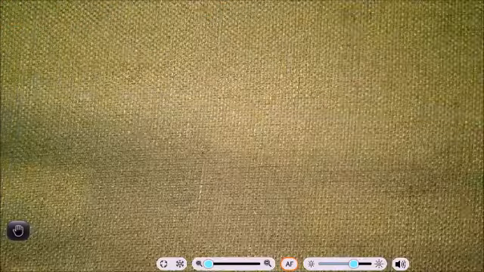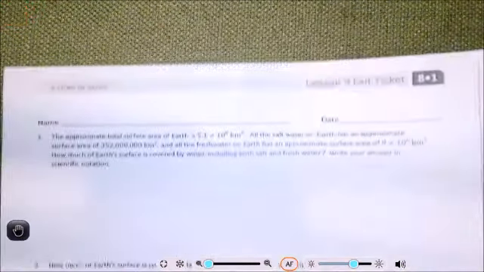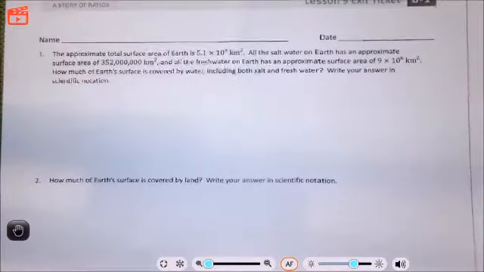You might want to take a break right now before you come back for the exit ticket. You might want to try the exit ticket on your own for a little while, and then you could come back and check your work against my work.